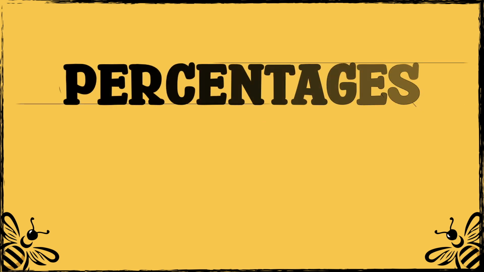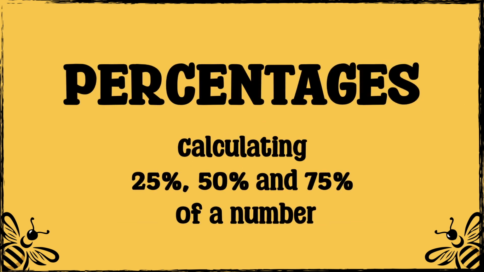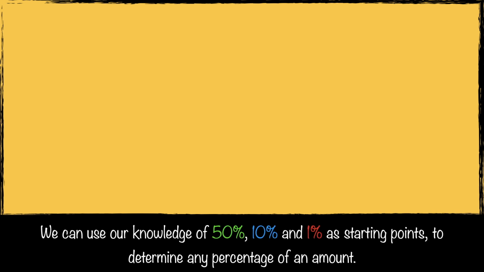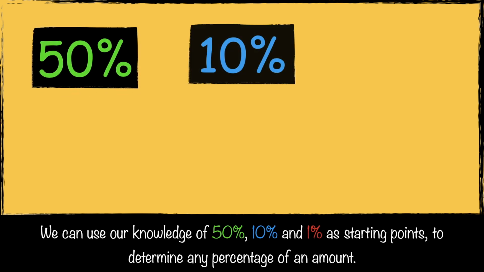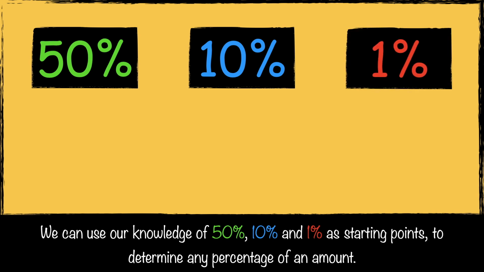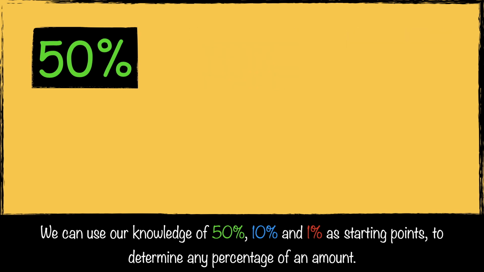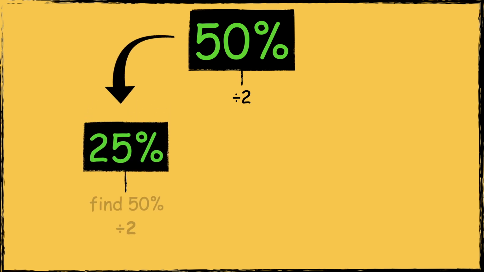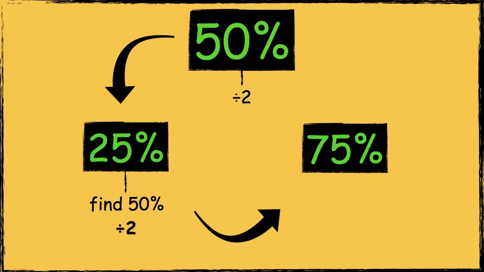In this video, we'll be looking at calculating 25%, 50% and 75% of a number. To find out any percentage of an amount, we can use our knowledge of 50%, 10% and 1% as starting points. In this video, we'll focus on using 50% as a starting point. If I know how to work out 50% of a number, then I can work out 25% of a number. And I can then use 25% of a number to work out 75% of a number.